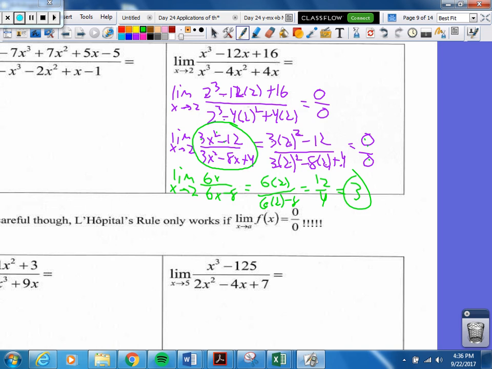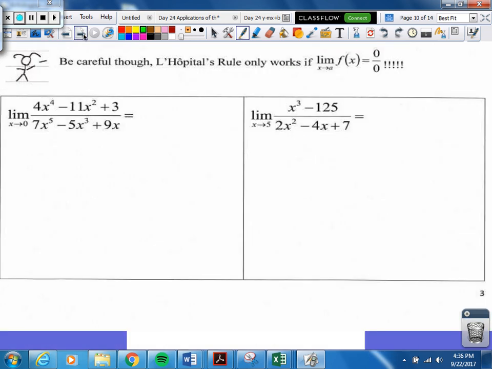Let's check it out. So, 2 more. You can pause it if you want to and see if you can do them, and then unpause it just to check your answers. I'm going to do these in a second. But remember, L'Hopital's rule only works if I have 0 over 0, an indeterminate form. So be very careful.